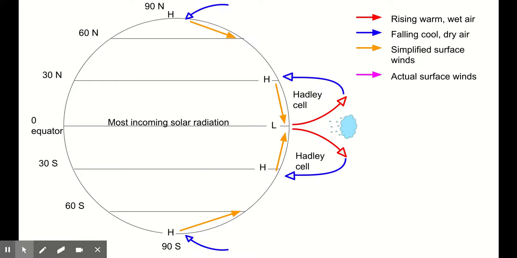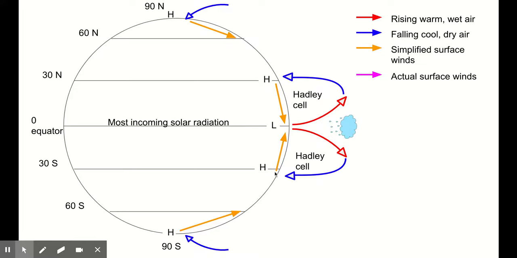To understand what happens next, we actually have to look back to the Hadley cell, because this falling dry air that descends at 30 north, well, we know it goes from high to low pressure, so it goes whoosh, like that, but there's another way it could go. It doesn't have to go south. It could also go north. It just wants to get away from this high pressure zone. So it could go south to get away, or it could go north to get away.